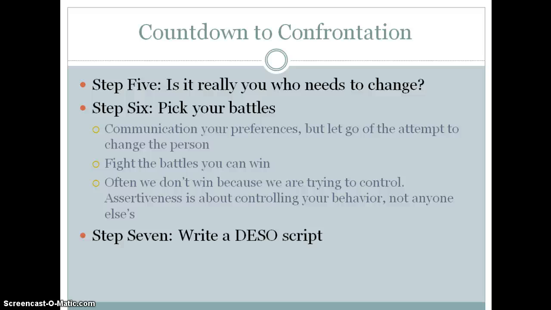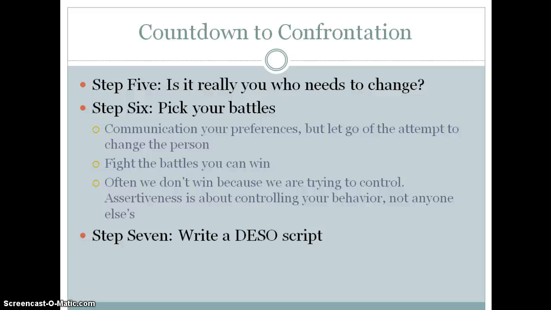And then step 6 is to pick those battles. Every issue does not need a confrontation. So some of those things, we realize this bothers us, but it's not so important that we want to have a confrontation over it, so we want to let it go. We want to focus on those battles that we can win. So if we've been having this conversation for 30 years with no results, maybe you can work on, how can I let that go? I can't control that person's behavior.